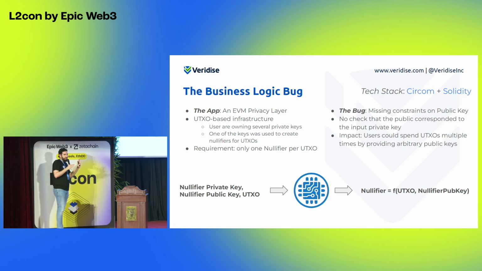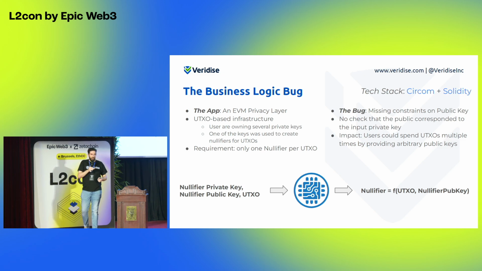The bug in this specific application was that one of the circuits wouldn't validate that the input public key was the one corresponding to the input private key. So naturally, since this constraint was missing, an attacker could pass an arbitrary public key for a private key and create multiple nullifiers for the same UTXO.